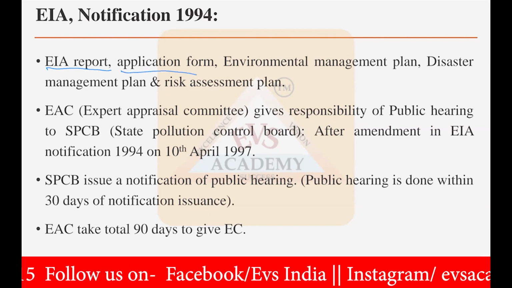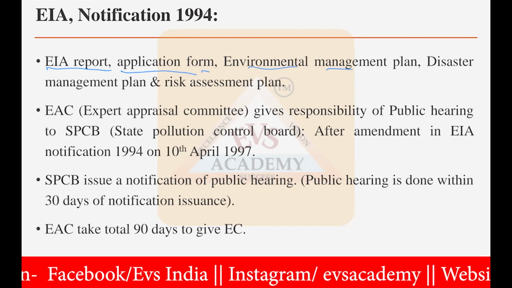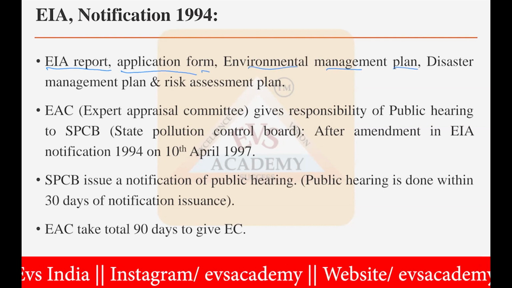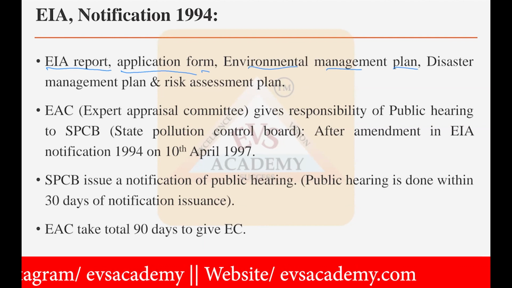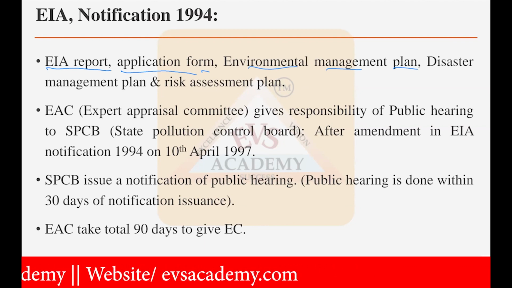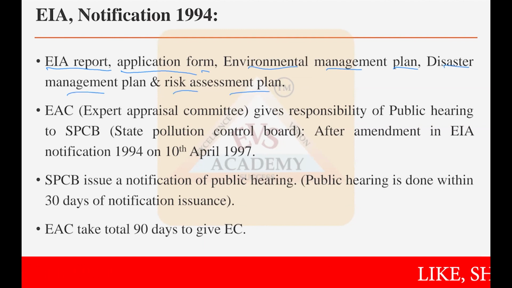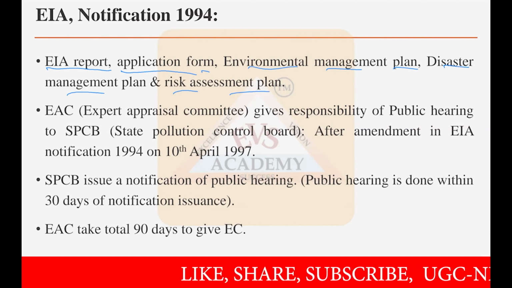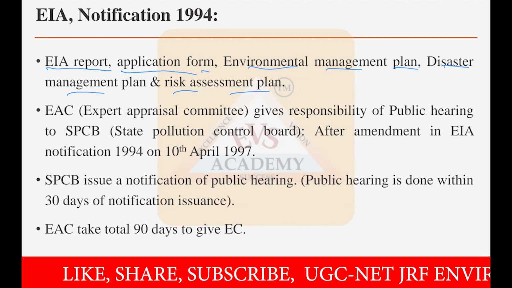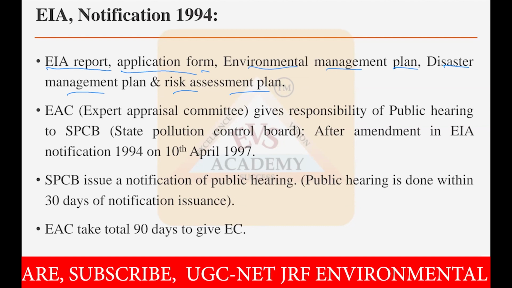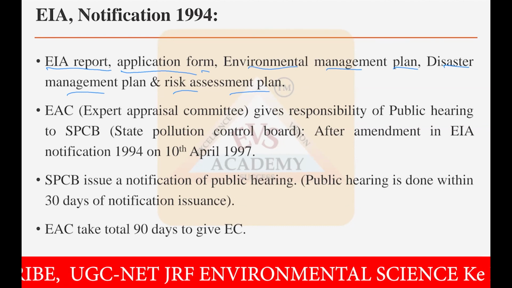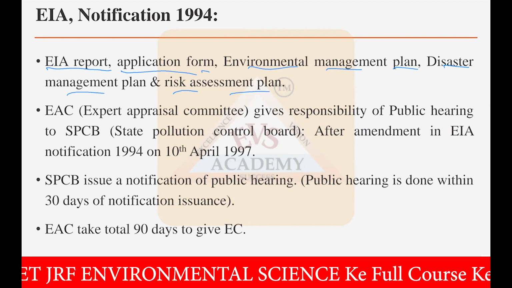Then the application form, and the environmental management plan, which is done after the EIA, which we will see after completion of this EIA. So that management plan should be there. Also the disaster management plan and risk assessment plan. These all things are required when you are applying for the environmental certificate from the government for your project. So all these documents would be required.